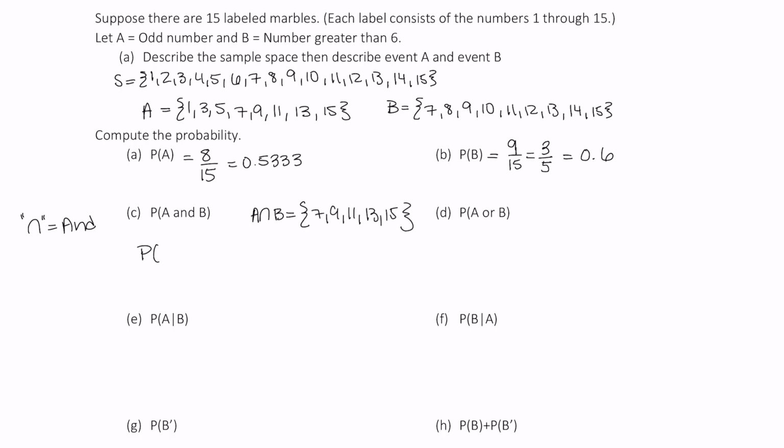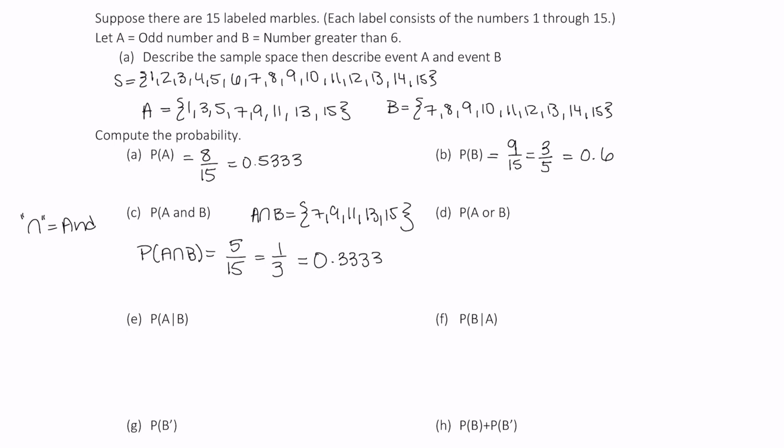All right, so the probability of A and B is equal to the 1, 2, 3, 4, 5 successful outcomes out of our original 15 outcomes. As a decimal, that gives us 0.3333.